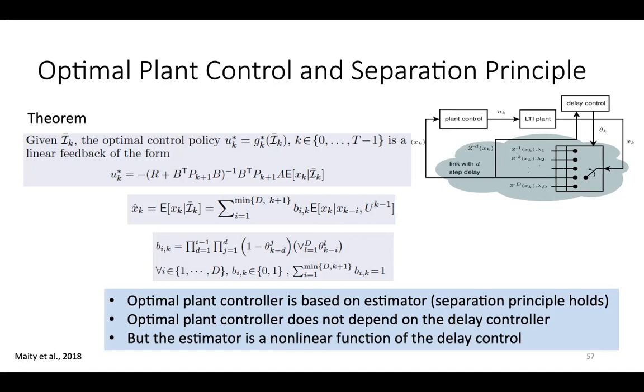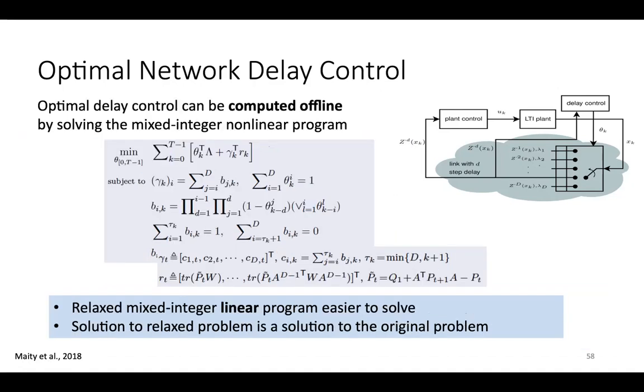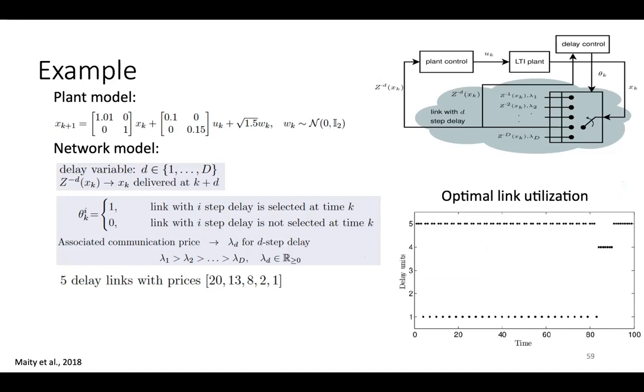So what about the actual optimal delay controller? The delay controller would not have a nice structure for this formulation. We can formulate the optimal delay controller as a mixed integer nonlinear program, as you see here. In practice, we can solve this by using standard relaxation techniques, and that gives us approximate solutions to the original problem. So let's now illustrate the solution to this problem for a couple of examples.